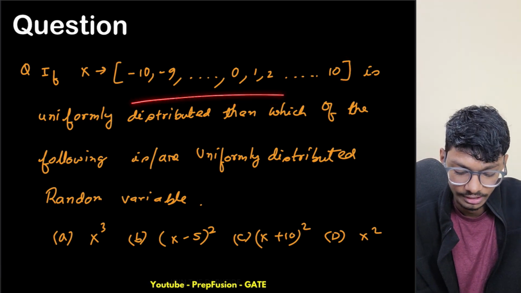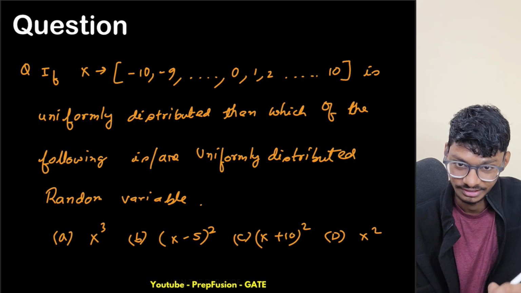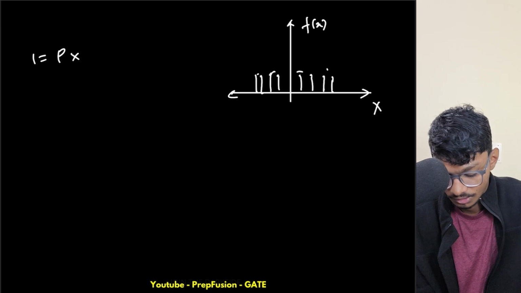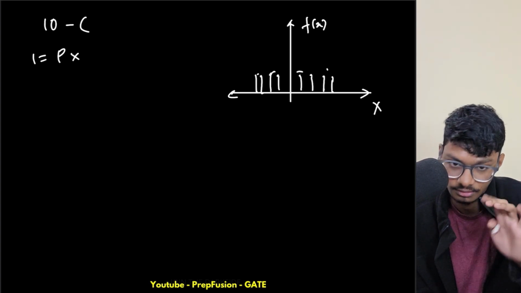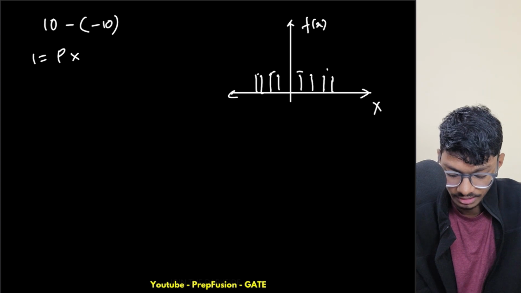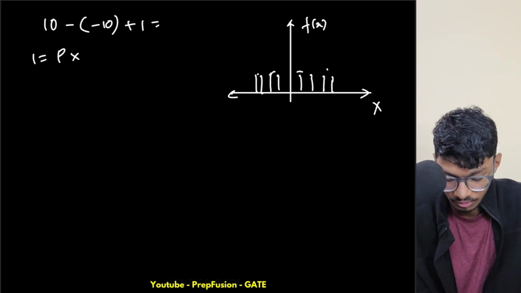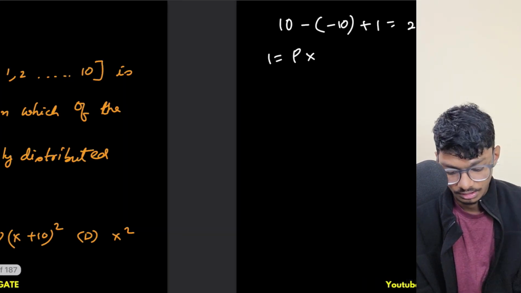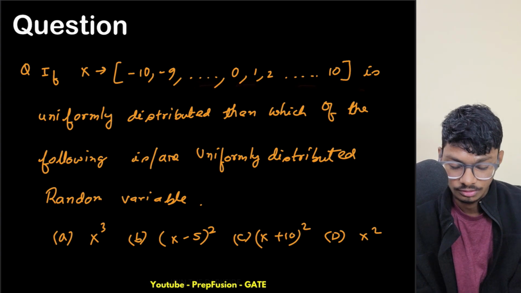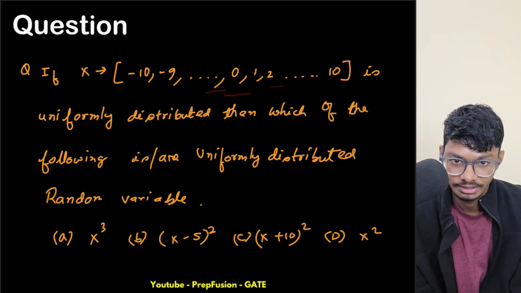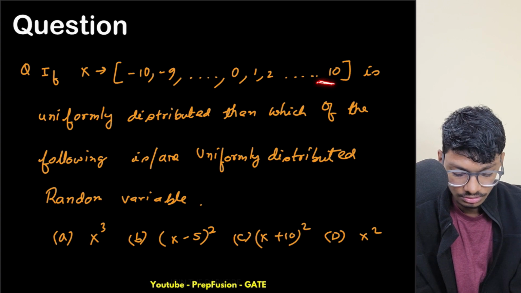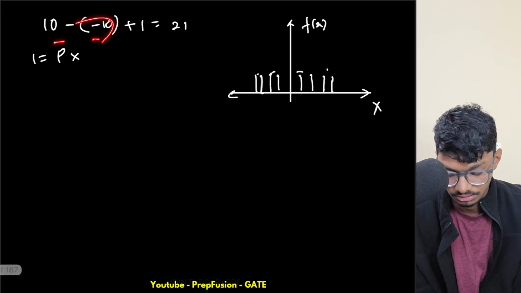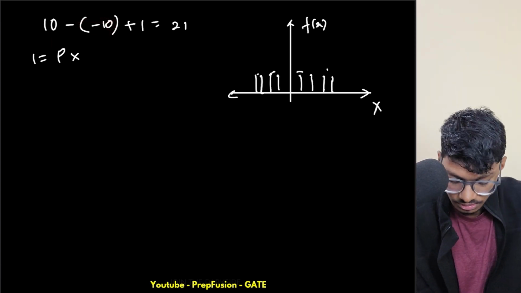So how many total do I have? I have 20. No, don't skip the 0 as well. What I used to do is maximum minus minima plus 1, which will always work out to 21. If you have to find the number of elements between two ranges, how many elements are present, you do maximum minus minima plus 1. So this is 10 minus minus 10 plus 1, which is 21.